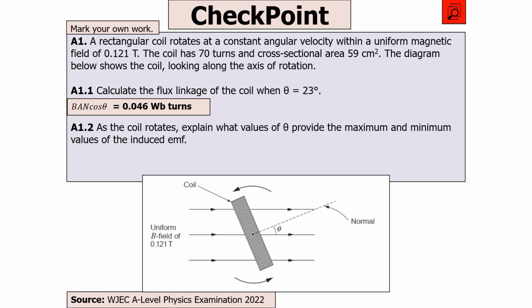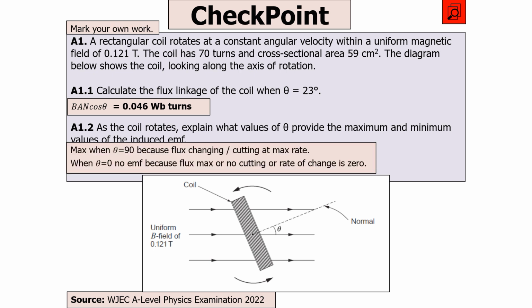You work that all through, and we get 0.046 Webers turns. Now you're going to get a maximum induced EMF at theta equals 90 degrees when you work it through, because even though the flux linkage is the lowest value, the rate of change of the flux linkage, which is what causes induced EMF, is at its largest.